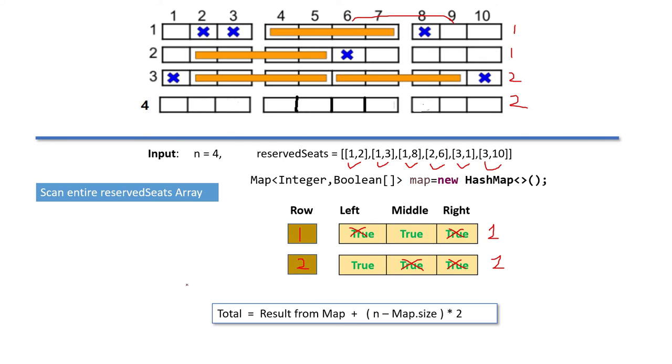So the formula to consider here is: the total number of family members which can be accommodated is the result from the map. First you have to calculate the result from this map, which is 1 plus 1, 2. Then n minus map size, into 2, to calculate the rest of the part. I hope this part is clear now. And in this case, we are just traversing the reserved seat array once, and then we are getting the result. So the time complexity is reduced to O(n). Now we will see the coding.